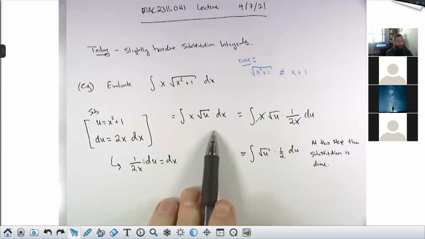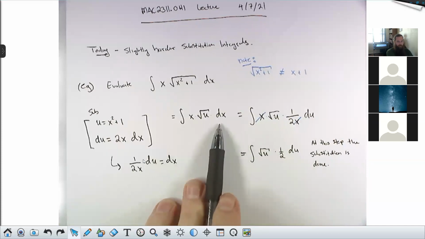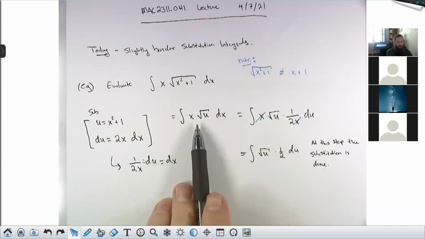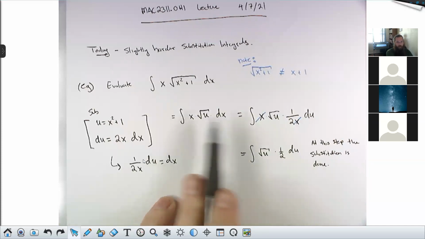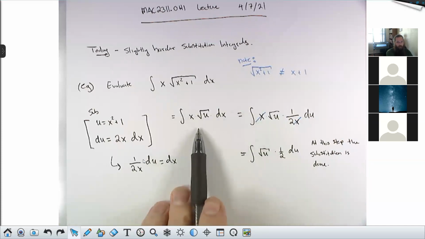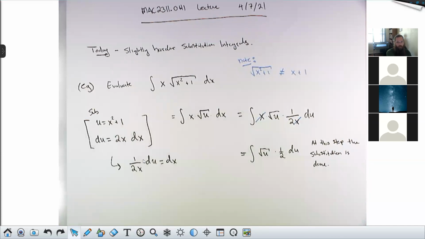It wasn't done here because I hadn't replaced this dx and I hadn't gotten rid of this x. I need all the x's to go away before I can really say I've finished with this substitution.